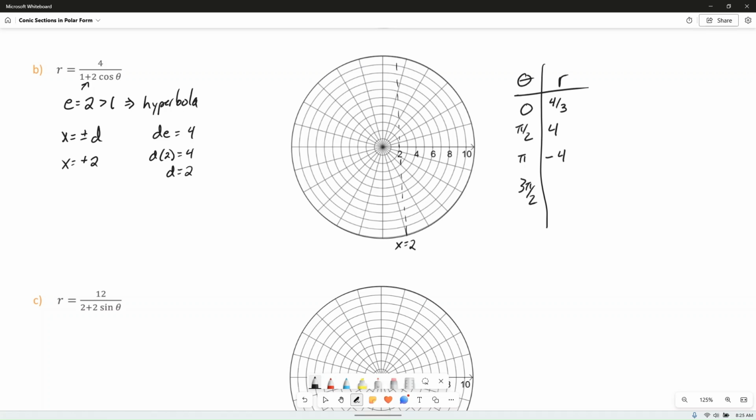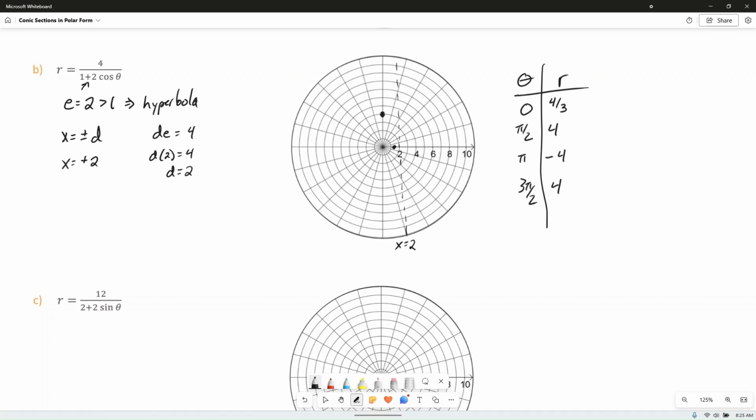And the last one is 3 pi over 2. So if I put 3 pi over 2 in for theta, cosine of 3 pi over 2 is 0. 0 times 2 is 0. 0 plus 1 is 1. So 4 divided by 1, again, will be a 4. All right, so let's plot those points on our grid. So in the 0 direction, we're going to be at 4/3, which is kind of between 1 and 2. And then in the pi over 2 direction, we're going to go up 4. So 1, 2, 3, 4.